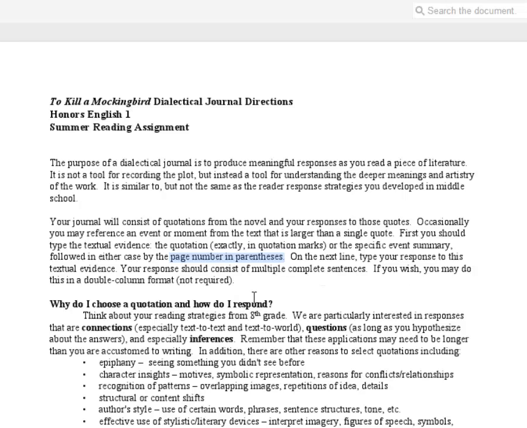On the other side, what you're going to do is your response to it, and this must be analysis. It cannot be summary. I've read the book. I've read the book multiple times. All right, I don't need to know what happens in it. What I need to know is, what have you gotten out of it? What have you inferred from that book?